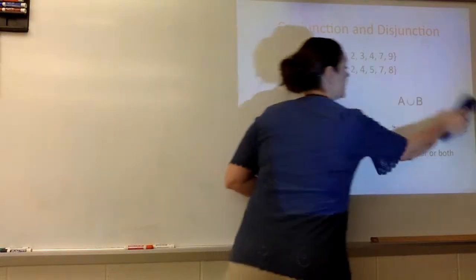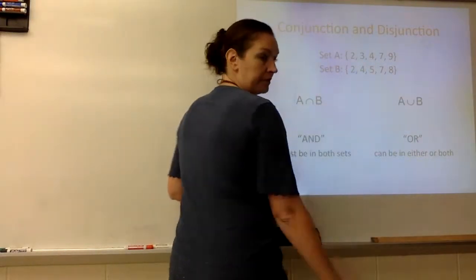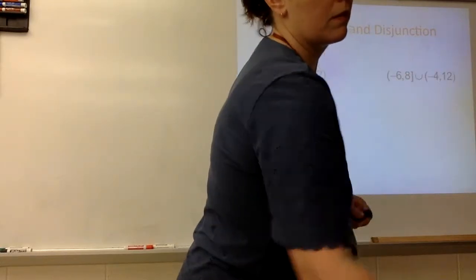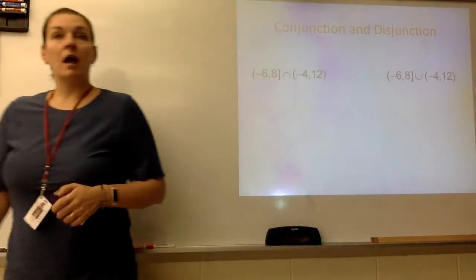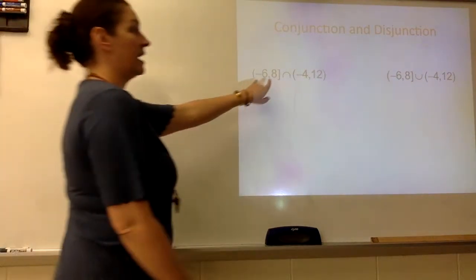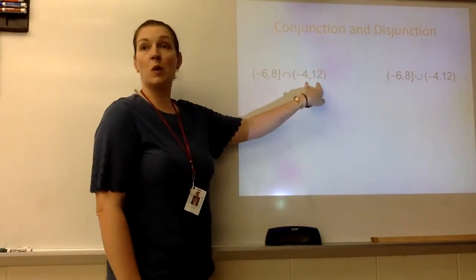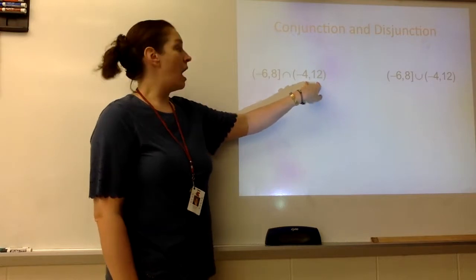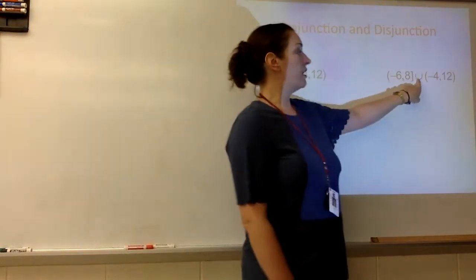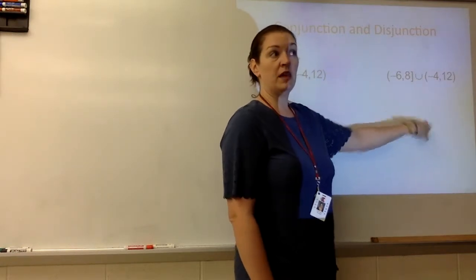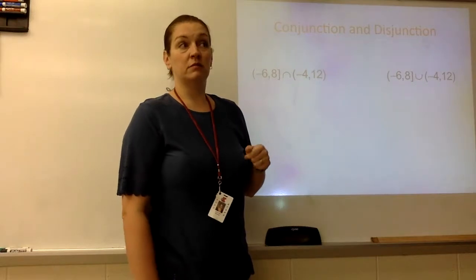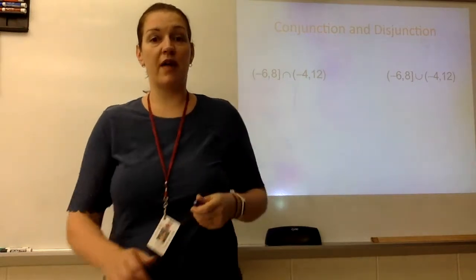All right, so let's see if you get it. I've given you 2 number sets from -6 to 8 and from -4 to 12. These are in interval notation. I want you to tell me the overlap of these 2 number sets. And over here, I want you to tell me the or, the disjunction, of the 2 number sets. Go ahead and try that now.